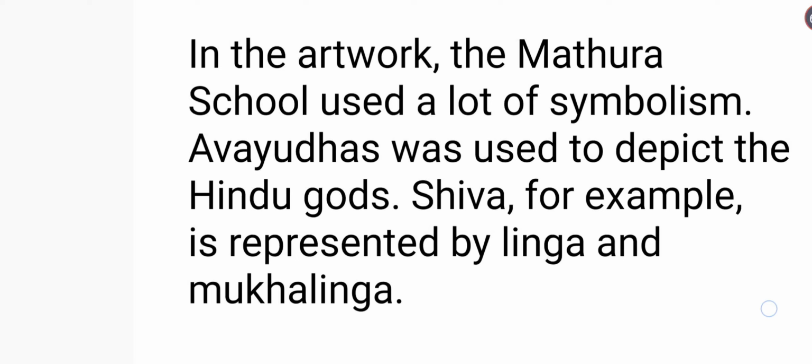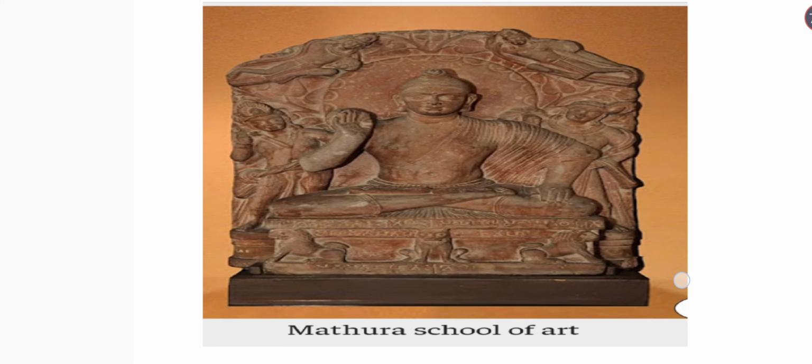In the artwork, the Mathura school used a lot of symbolism, like Ayudhas used with Hindu gods like Shiva. For example, the representation of Linga and Mukhalinga. Most of the time the images and sculptures, like Shiva, Yaksha, Yakshini, are represented with their Ayudhas. Ayudhas means weapons like the sword, Pashankusha, etc. Next, we see one of the sculptures of the Mathura School of Art.